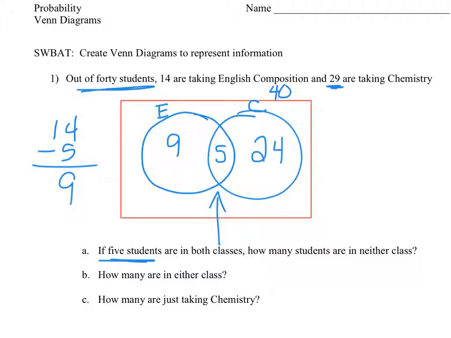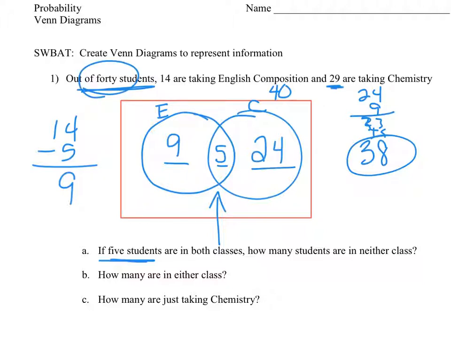So how many people are in neither class? Well, these are the people taking a class, so we add those up. If we add these 3 numbers together, 24 plus 9 is 33, plus another 5 gives me 38. So how many aren't in the class at all? Well, there were 40 students to start with, so 2 of them aren't taking either.